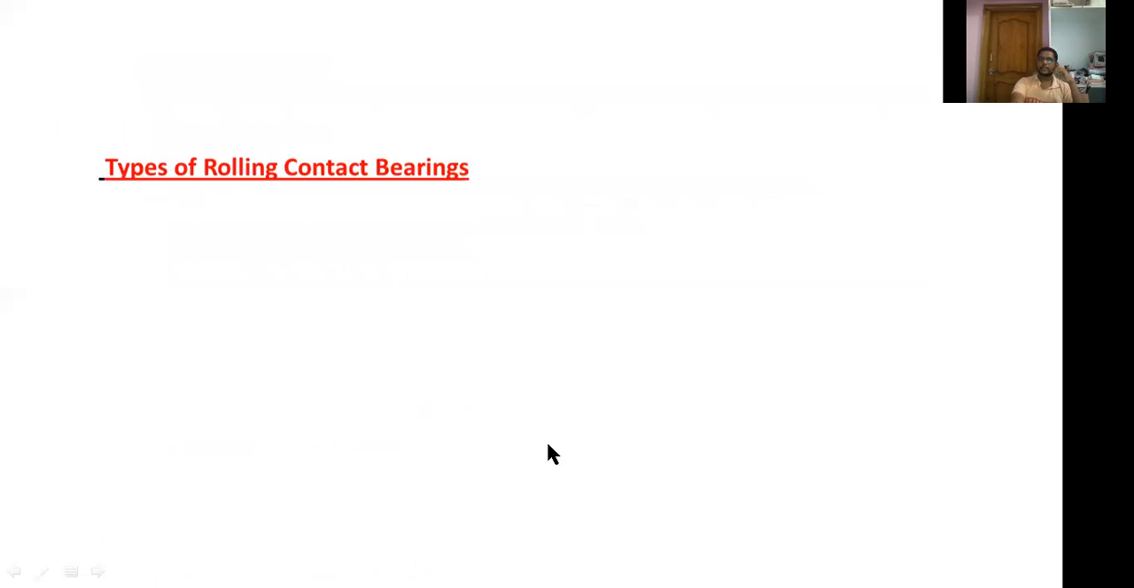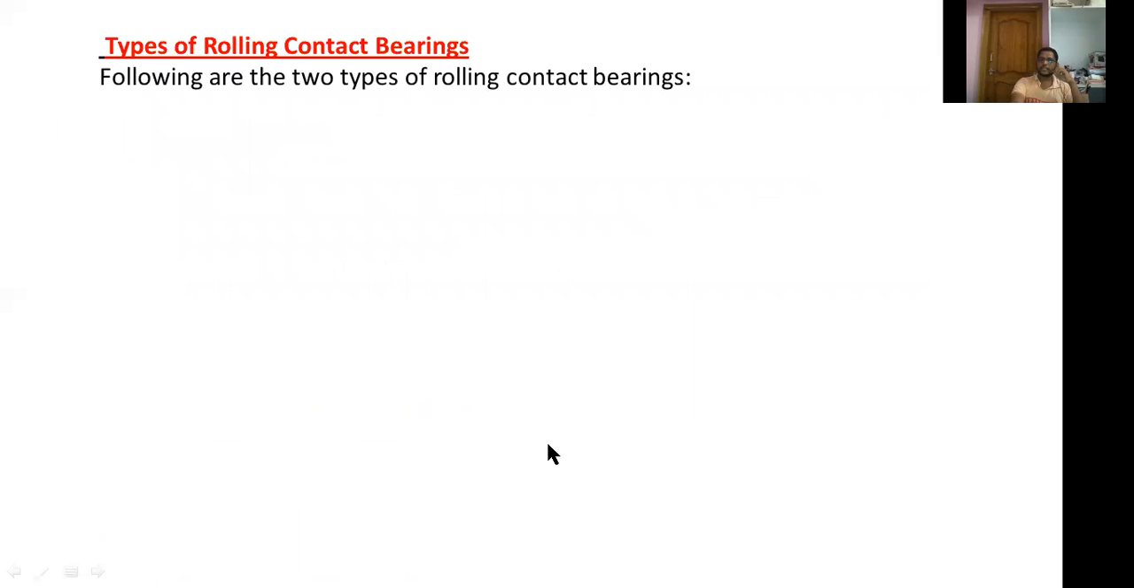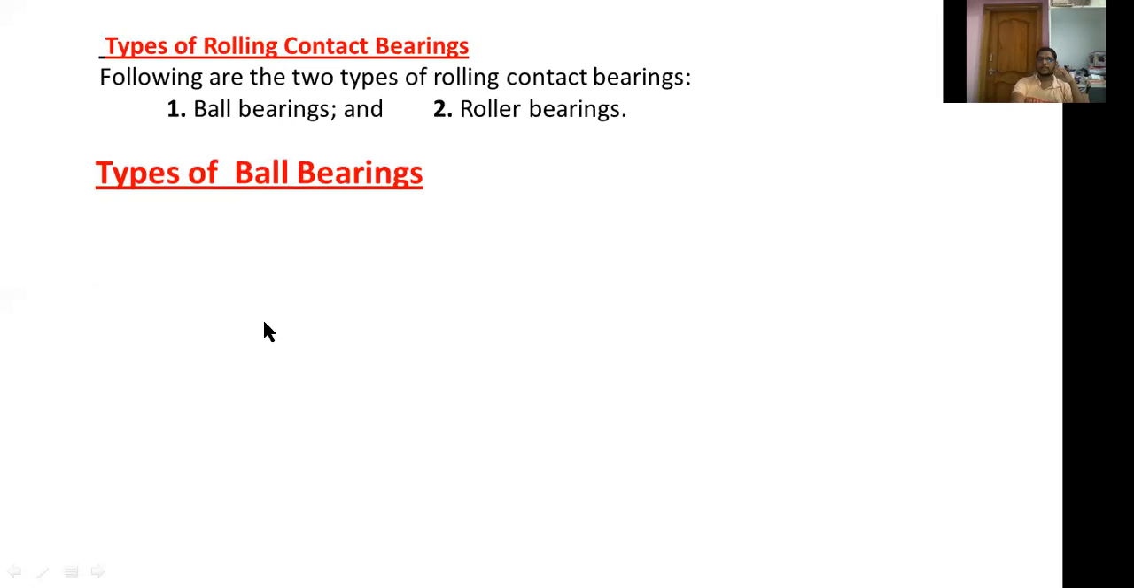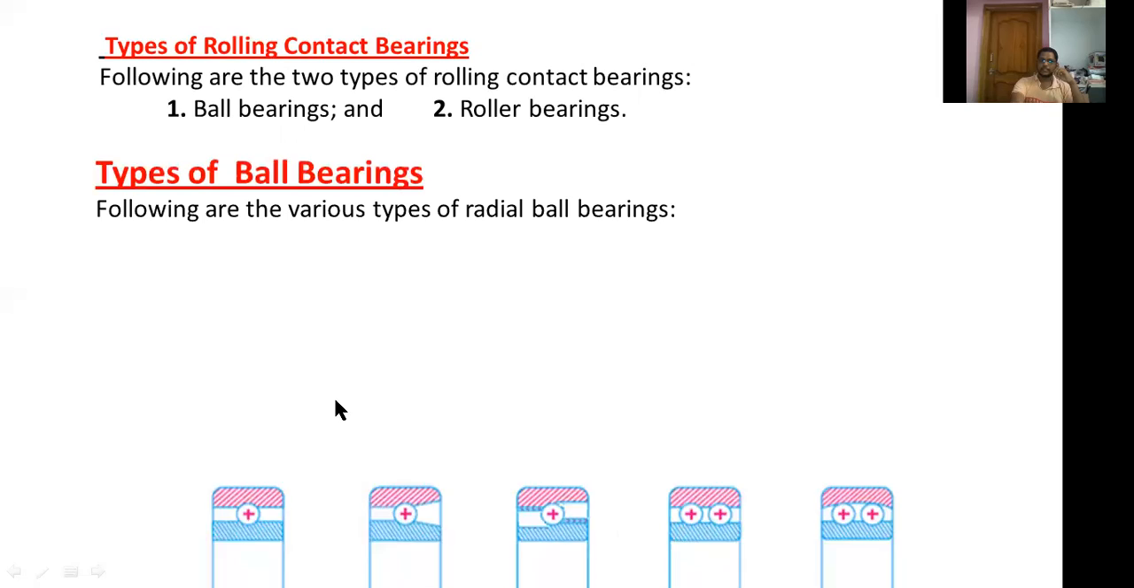Now I am going to explain about different types of rolling contact bearings. The rolling contact bearings are broadly classified into ball bearings and roller bearings. In ball bearings, we are using balls, whereas in roller bearings, we are using rollers. Here balls and rollers are rolling elements. Now I am going to explain about types of ball bearings. The following are the various types of radial ball bearings.